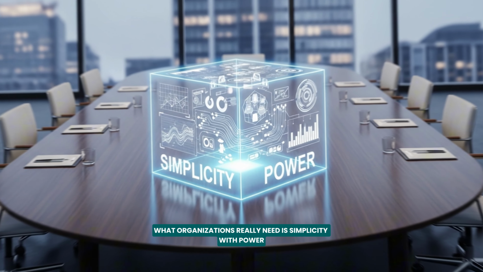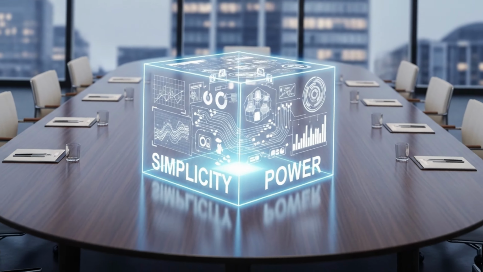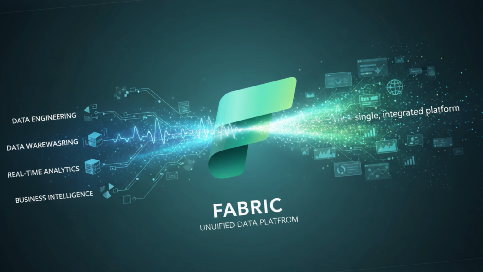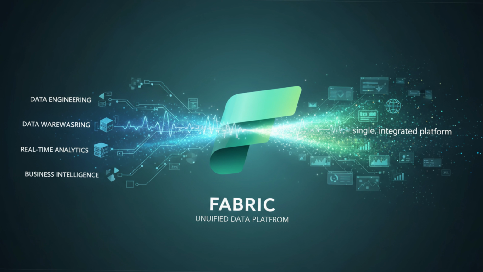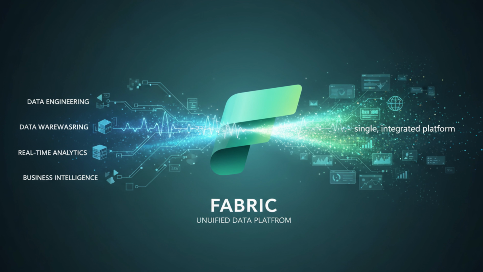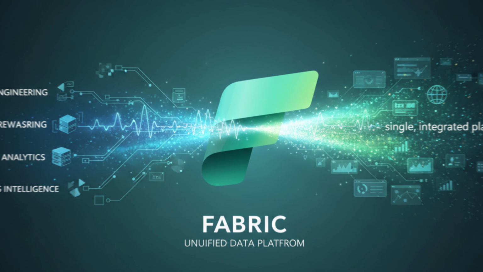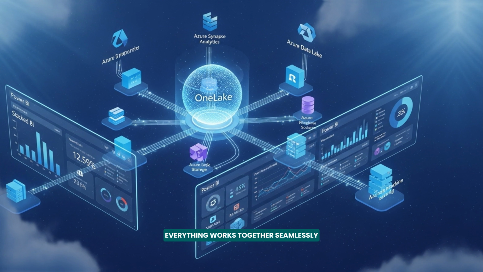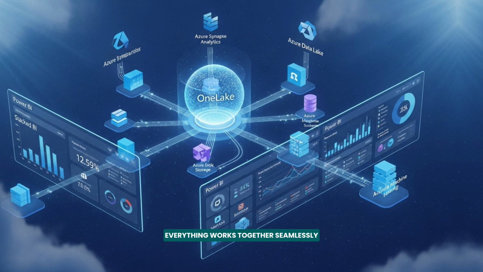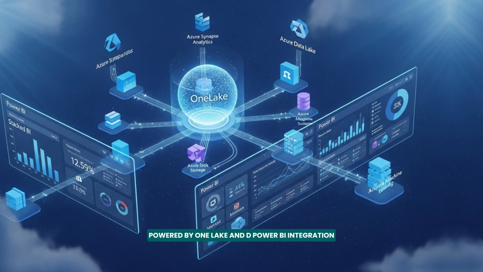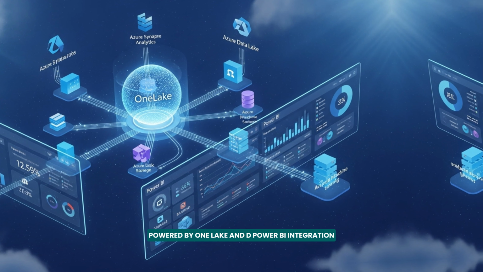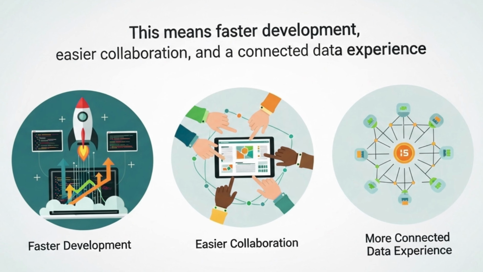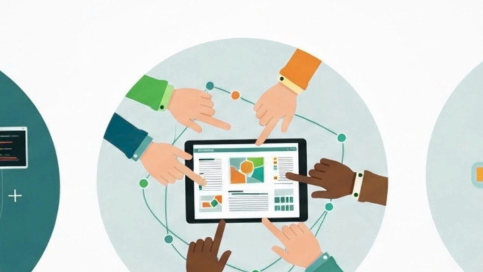What organizations really need is simplicity with power. That's where Microsoft Fabric changes the game. Fabric unifies data engineering, data warehousing, real-time analytics, and business intelligence into a single integrated platform. Instead of managing multiple Azure services separately, everything works together seamlessly within one environment, powered by OneLake and deep Power BI integration. This means faster development, easier collaboration, and a more connected data experience.